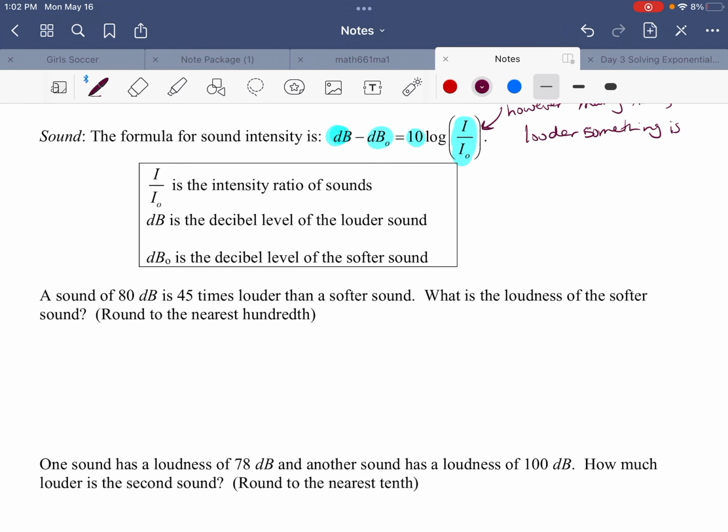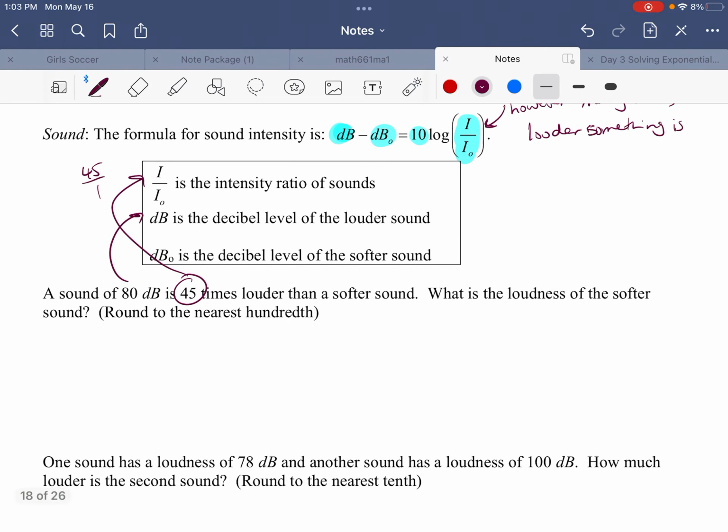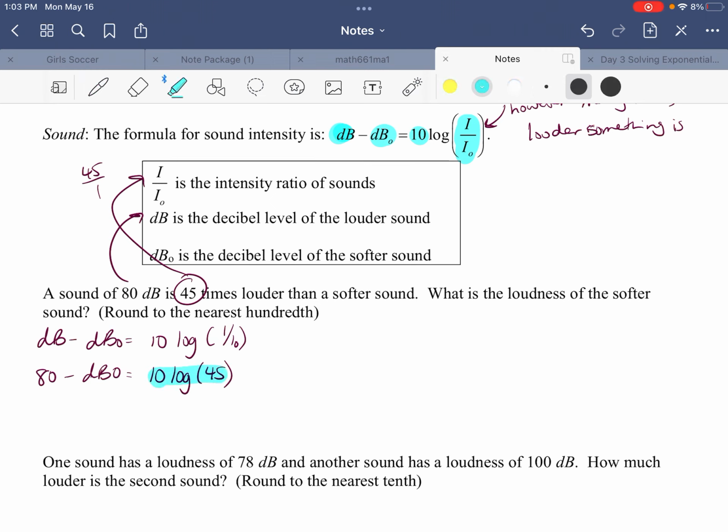All right, so let's use this formula in this scenario. So we have a sound of 80 decibels, so that's that first part. 45 times louder, that's the intensity, so that's 45 over 1, okay? And we don't know what the softer sound is. So we're going to go dB minus dB0 is equal to 10 log I divided by I0. So 80 minus dB0 is equal to 10 log 45. And you can actually calculate what 10 log 45 is.